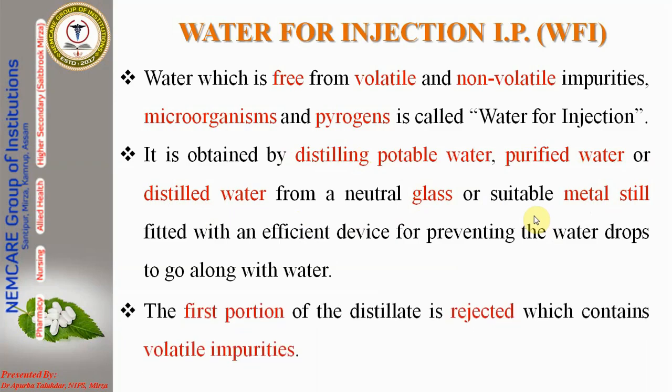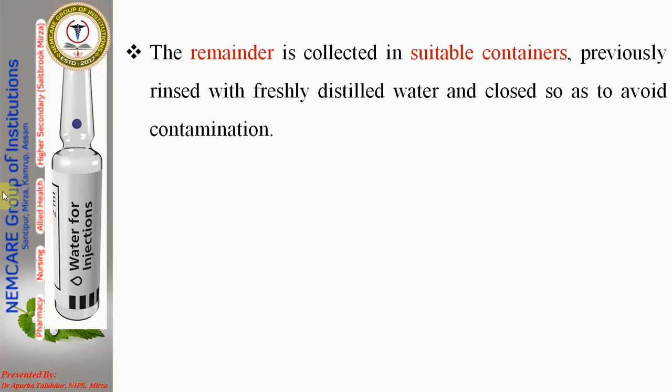The first portion of the distillate is rejected, which contains volatile impurity, in the process of preparing the water for injection. While using the glass or stainless steel or metal instrument, the first portion of the water for injection coming out from the instrument is thrown, because sometimes it will contain some amount of volatile impurity. The remainder is collected in a suitable container previously rinsed with freshly distilled water and closed so as to avoid contamination.